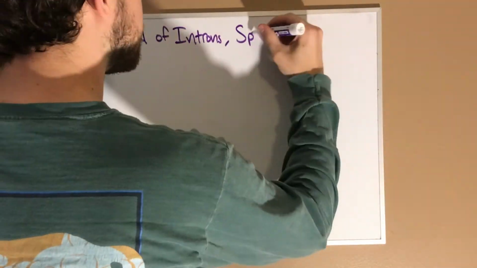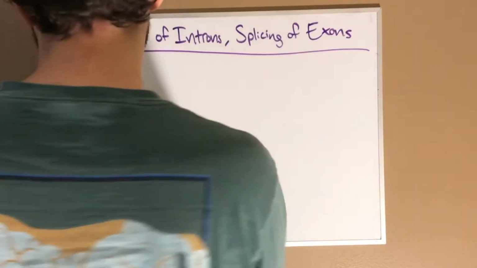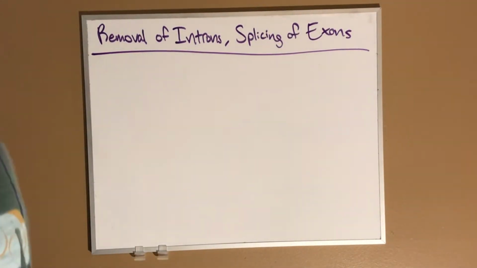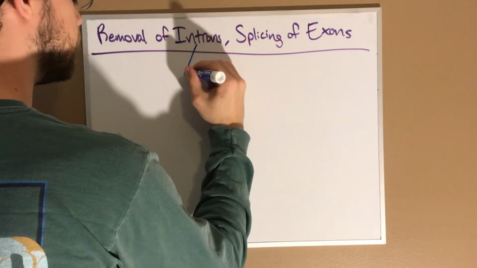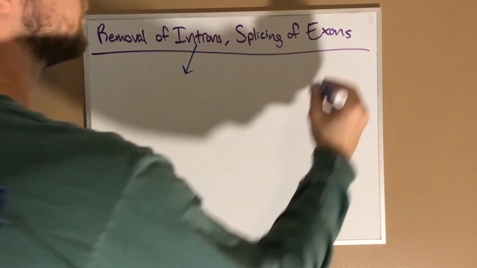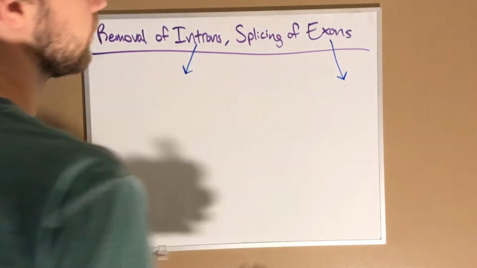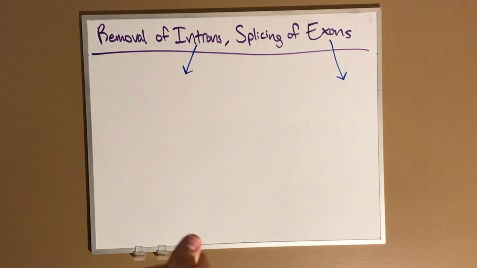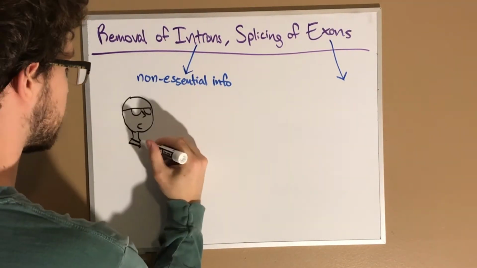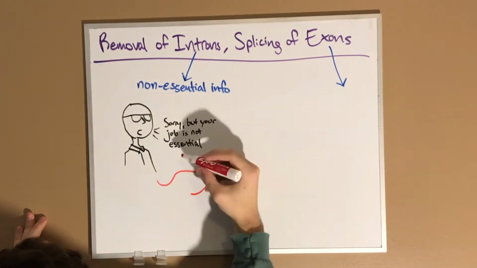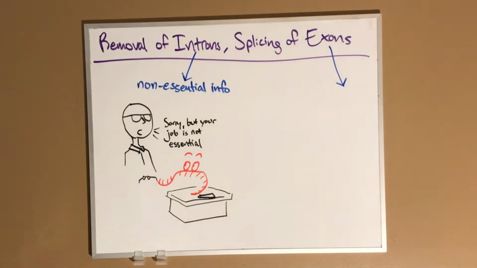The second major step in mRNA processing is the removal of introns and the splicing of exons together. But what do those words even mean? What are introns and exons? Introns are the pieces of mRNA that are non-essential, as in they are unneeded information for the particular protein that is being asked for.